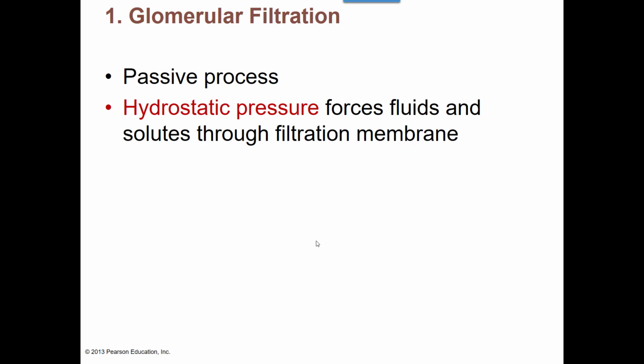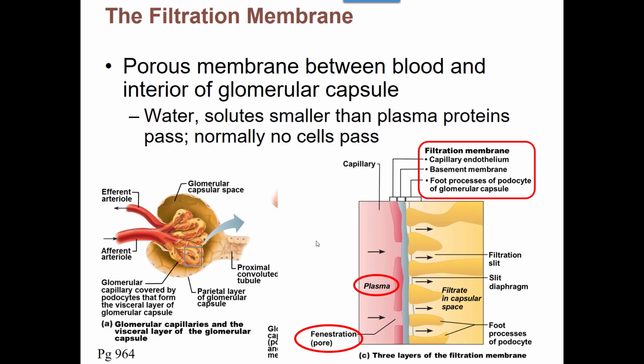Now, the filtration membrane, its job is so that we can filter things. So it's a porous membrane. The pores, the more official term is fenestration. It's fenestrated. And so we can have small molecules, anything smaller than proteins found in plasma, go through. So water can go through, small solutes can go through, cells should not be able to go through. Those are too large and they would get stuck in those holes or pores found in that filtration membrane.